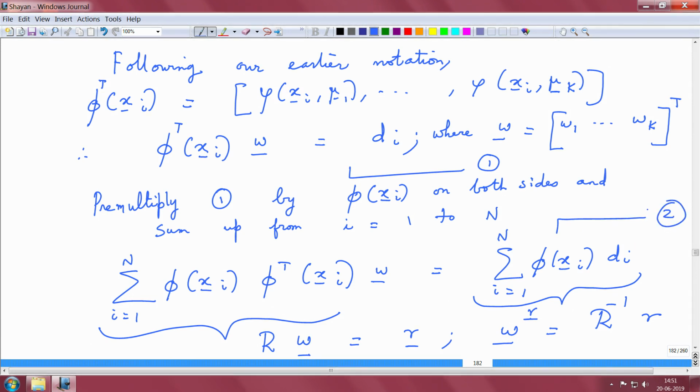So let me call this equation 2. Okay. So the right hand side of equation 2 is this vector which is r, and if you are confused I will put this in red so that it is clear, and this quantity is this matrix R. Okay. So now we have capital R times the weight vector W equals this small r, which is a vector. Therefore W, this weight vector, is capital R inverse times small r.